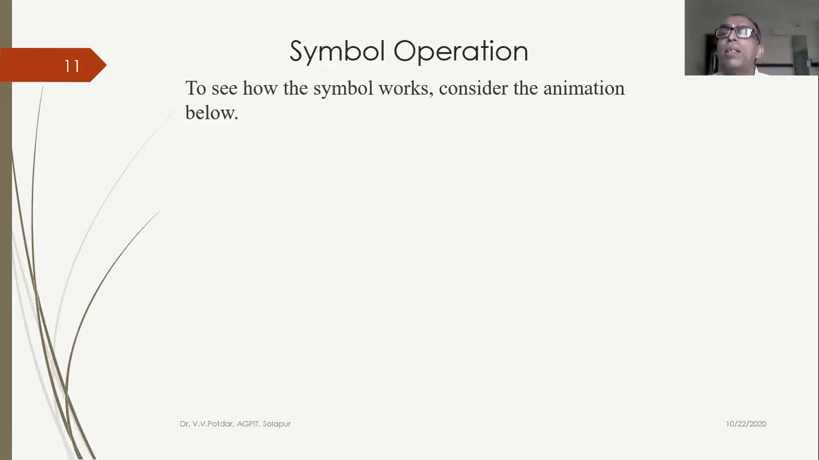5x2 valve, what does it mean? 5 corresponds to number of ports on the directional control valve, and second, in 5x2, 2 corresponds to number of positions of the directional control valve. 2 position and 5 ports. First digit corresponds to ports. If you have 4 by 2, you have number of ports equal to 4 and number of positions equal to 2. How the symbol works, consider the animation.